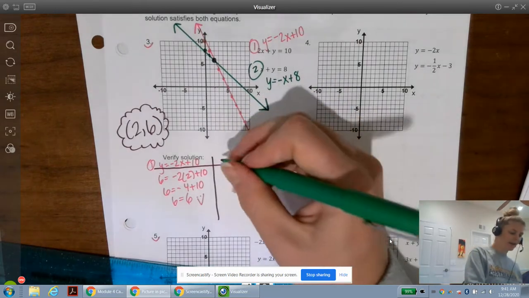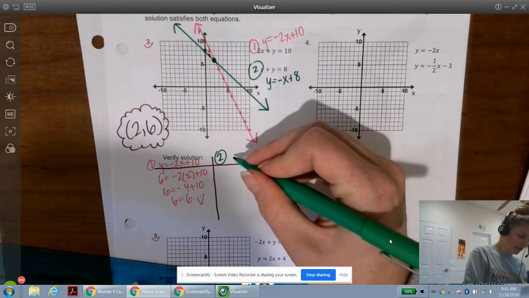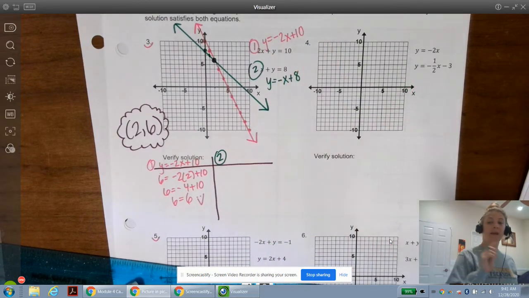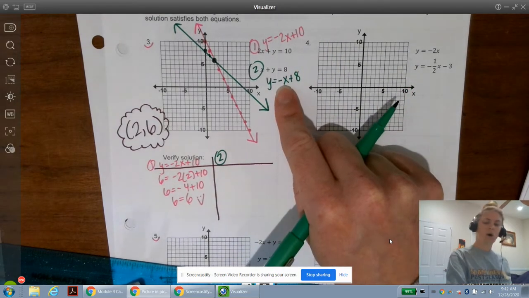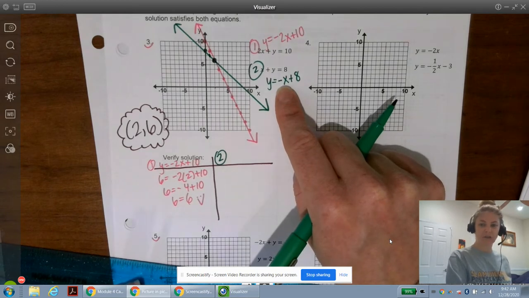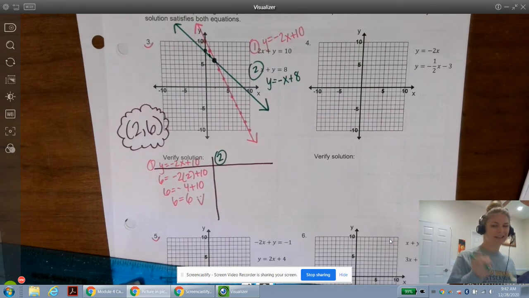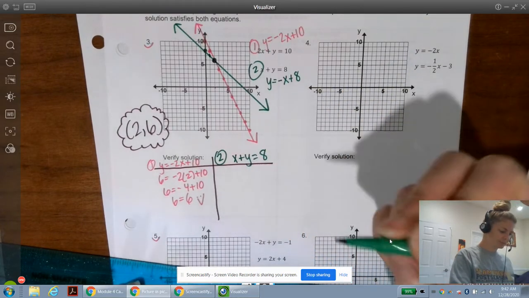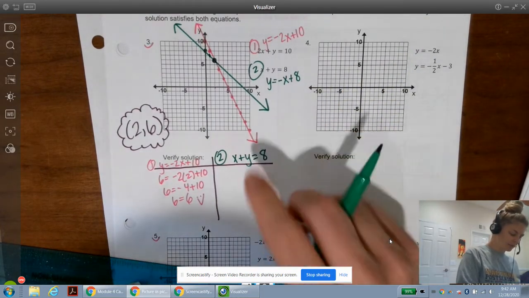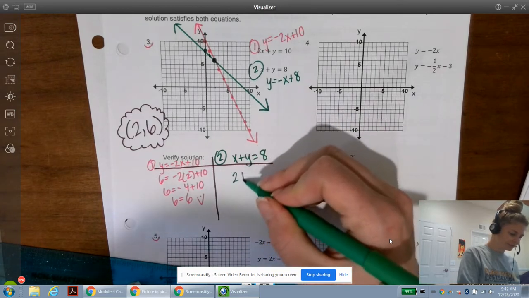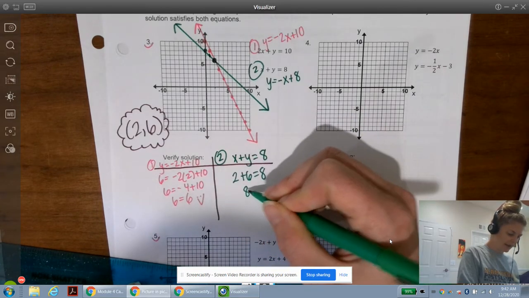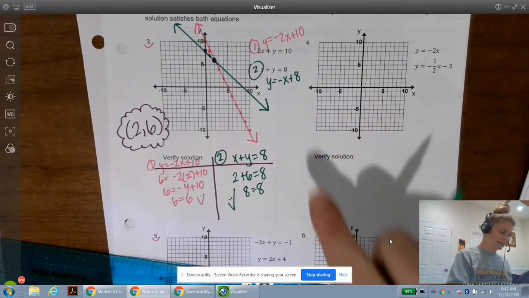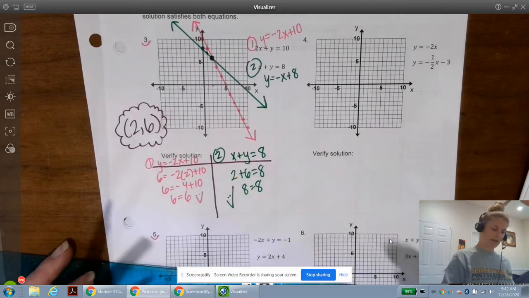We got it right. Okay, let's check number 2. You can use the original equation or your equation in slope-intercept form. If you use your equation in slope-intercept form, you are running the risk that you made a mistake algebraically. So it probably is better to use the original. So let's take a look using the original this time. 2 plus 6 is 8, and 8 is equal to 8. Awesome. Woohoo! So that is graphing the system and then verifying algebraically.